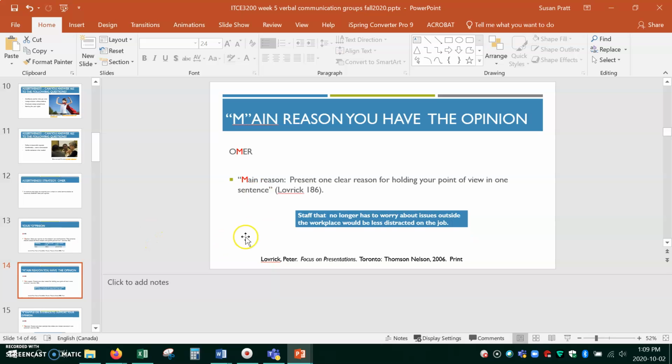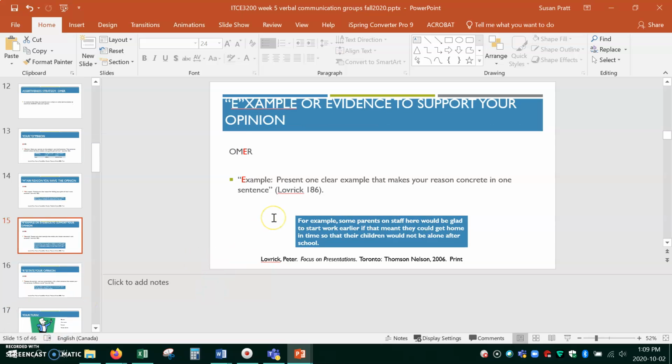Then the next thing is the M in the acronym, which stands for the main reason. So just don't overwhelm your audience. Pick your one main reason that you believe that point of view. So here it is. And again, clear and concise. Don't raise your voice. Don't speak quickly. That makes you sound aggressive. But tell us why you have that opinion. Then provide an example that supports your opinion. That's the E. Okay?